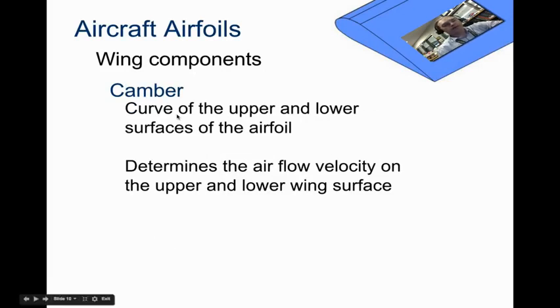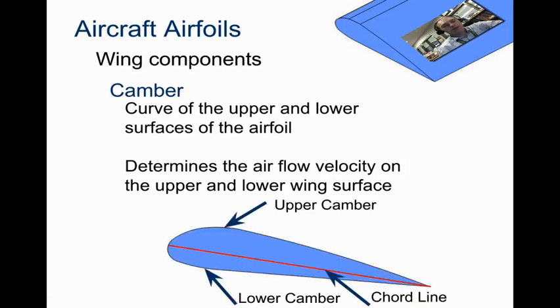The camber, or camber, depending on which pronunciation you go with, is a curve of the upper and lower surfaces of the airfoil, and it determines the air velocity on the upper and lower wing surface. So we have an upper camber right here, and the lower one is not quite as curved. It's a little bit smoother. So this is asymmetric. It is not symmetric, so it's asymmetric. And then your chord line is in the middle. So please label upper and lower camber, and then make sure your chord line is in there.